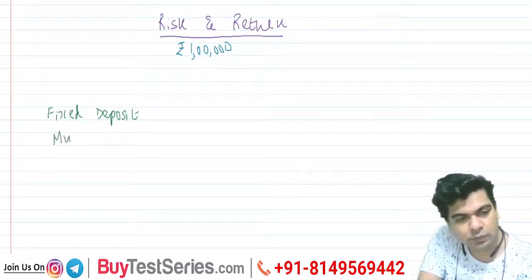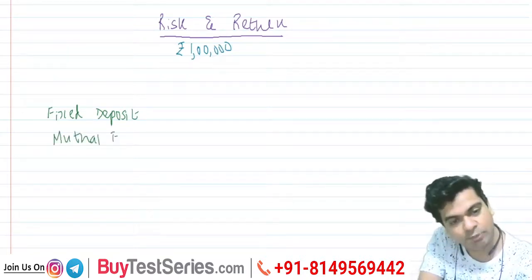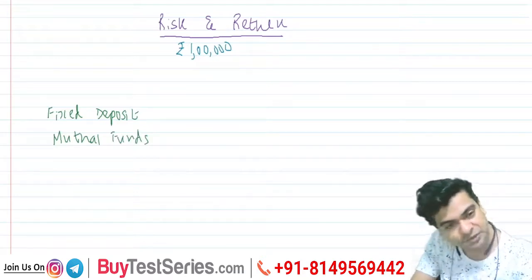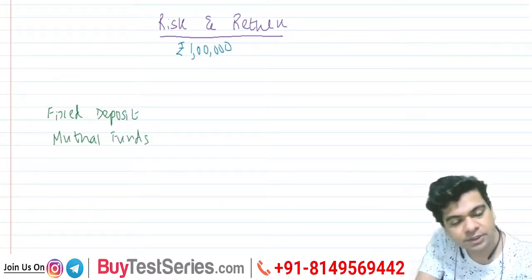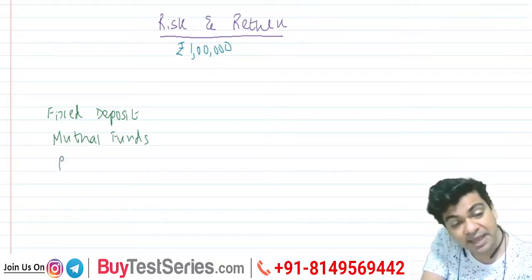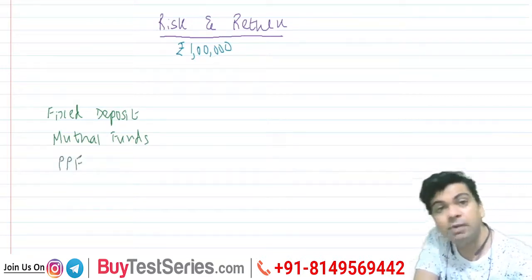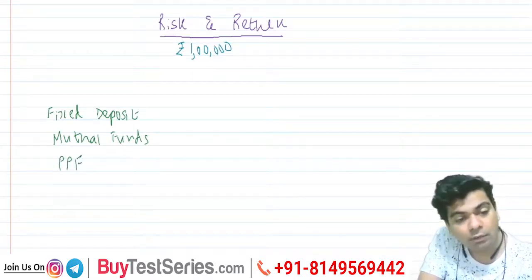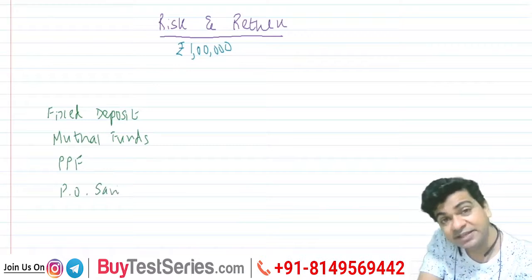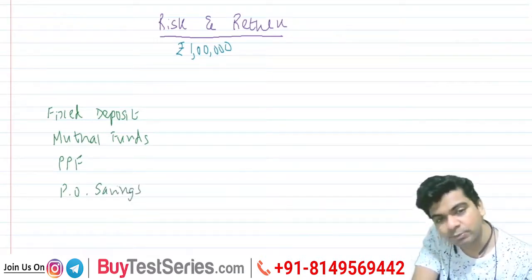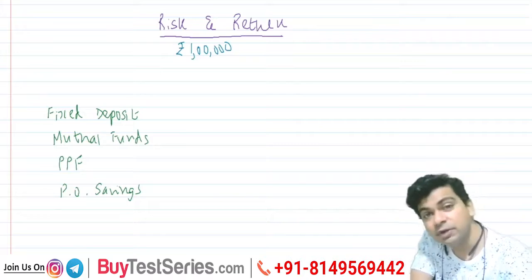Nowadays, even mutual funds have become quite popular. So you may suggest that, okay, I may invest in mutual funds. If you are saying fixed deposit, the other possibility is maybe a PPF, a public provident fund. You may even invest your money over there. Or maybe post office savings. There are different types of schemes available in post office. Maybe you may put your money even somewhere over there.